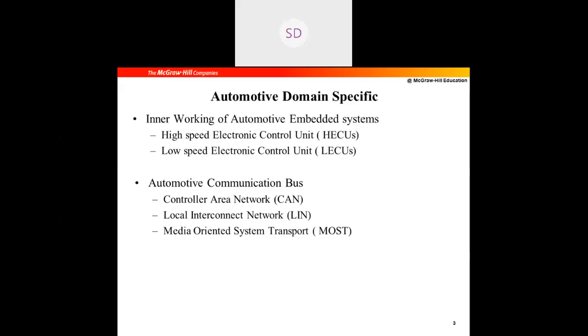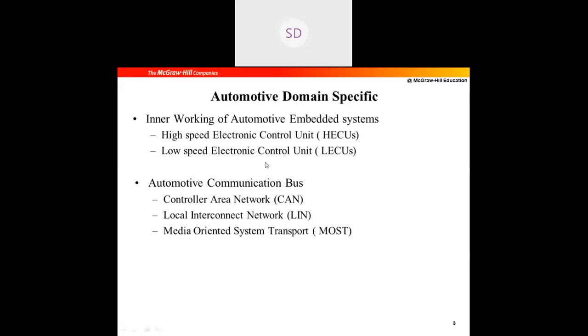But basically, if I consider automotive communication bus, in the inner working of automobiles, it has been divided into two sections. As I told you, there are lots of applications in automobiles. Basically, there are two different categories under this section: one is high-speed electronic control unit, what we call HECUs, and the other is low speed electronic control unit. This is based on the type of the application we are going to use.